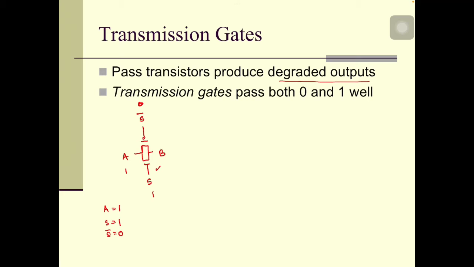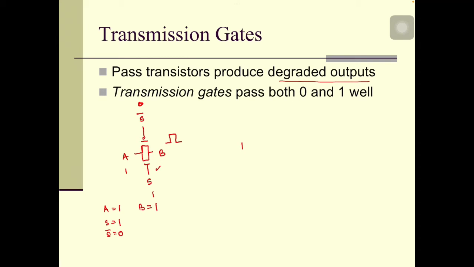So both these transistors are on, so B will follow A and B will be equal to 1. In this case, even though the NMOS doesn't pass a strong 1, the PMOS is on, so the PMOS will pass a strong 1. So you will get a good 1.